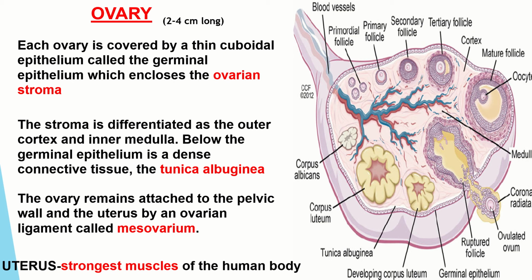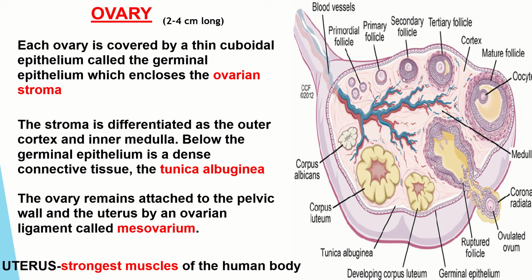Then the ovum will be released here, through the process of rupturing, and this is called the developing corpus luteum. After ovulation the corpus luteum will be forming, and it is filled with progesterone hormone. Later on, if no fertilization happens, this will turn into a scar, so it is called the corpus albicans.